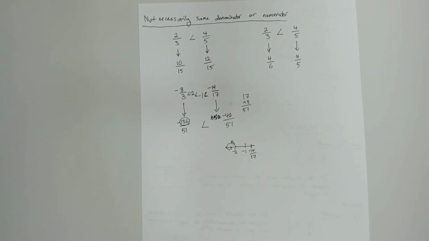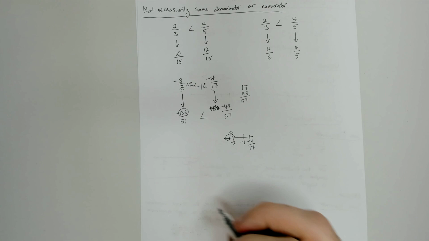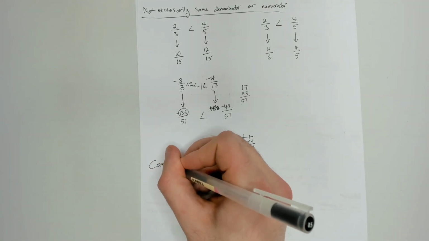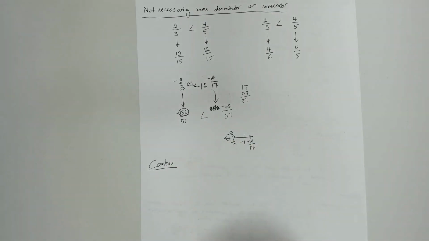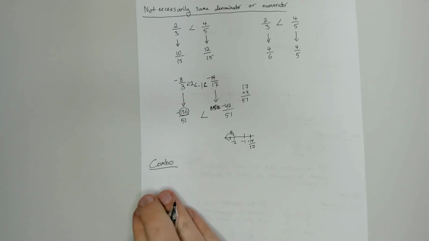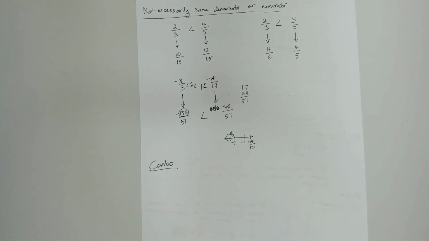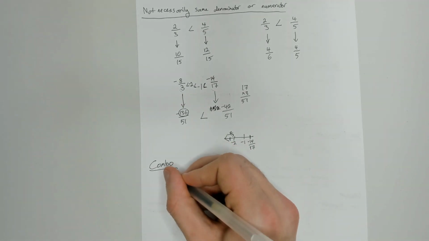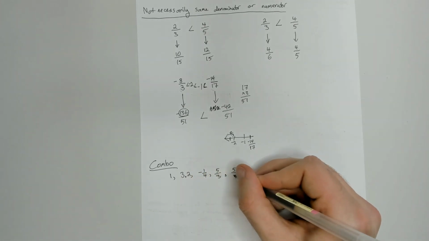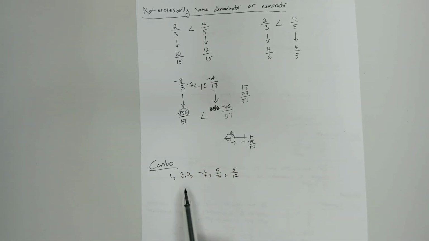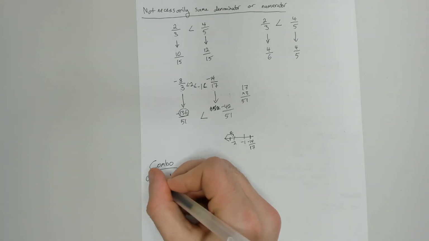So the last type of problem you might get with these are some combo problems. So you'll often get something like a list of numbers, and you have to order the list. So it might look something like this. Okay, so you'll have a list of numbers, and notice some of them are decimals, right? So you just have to put them in order.